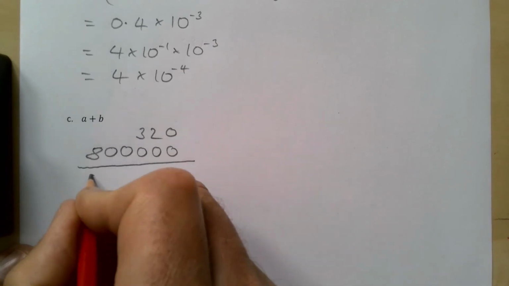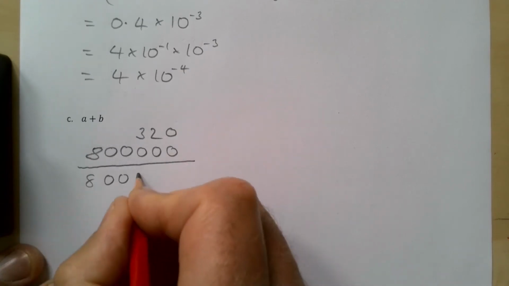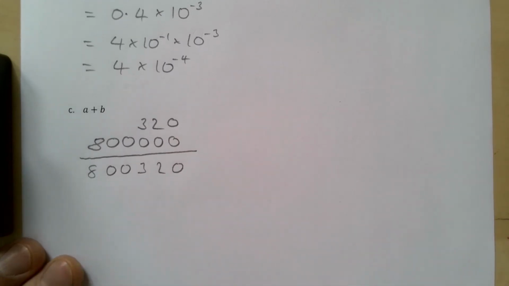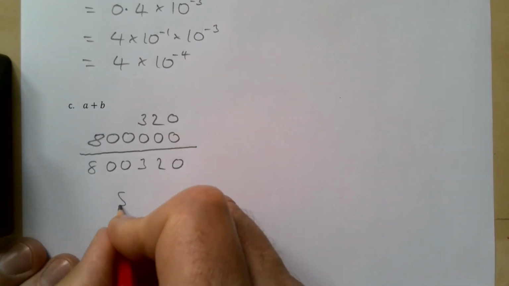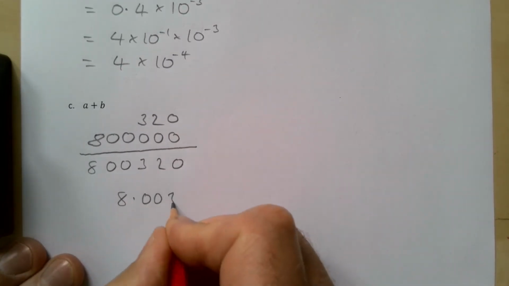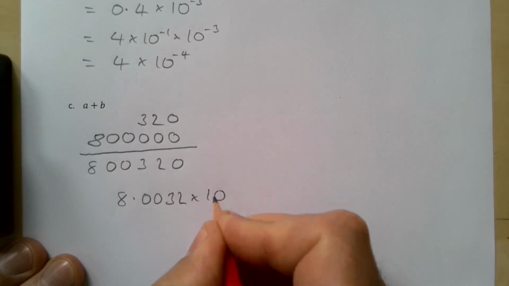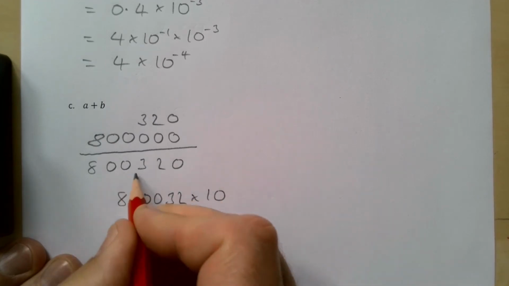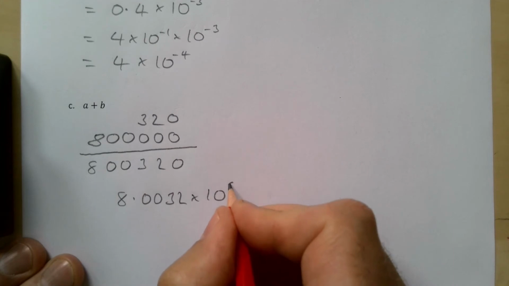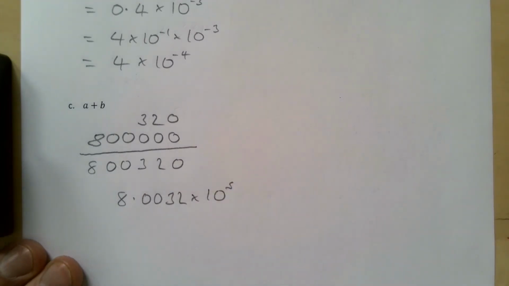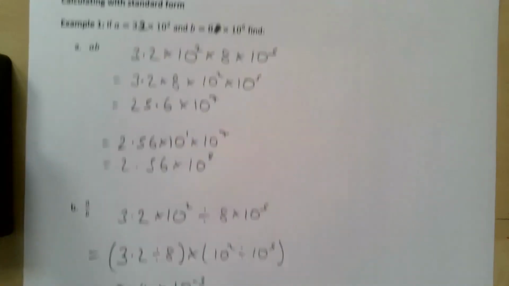If we add these, we get 8, 0, 0, 3, 2, 0, and changing it back then into standard form, we get 8.0032 times 10 to the power of 1, 2, 3, 4, 5. And we end up then with that number there. That's the two numbers added together.